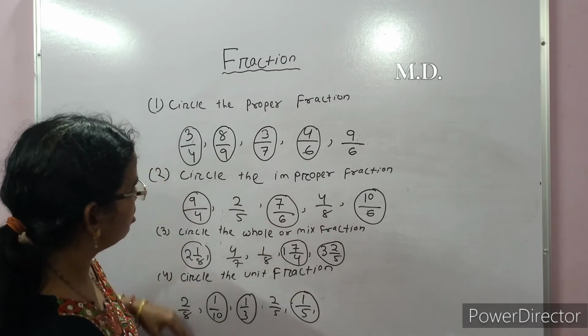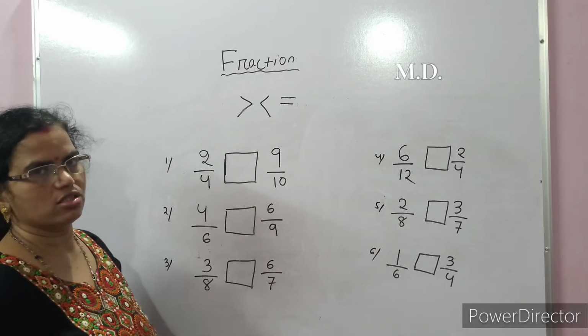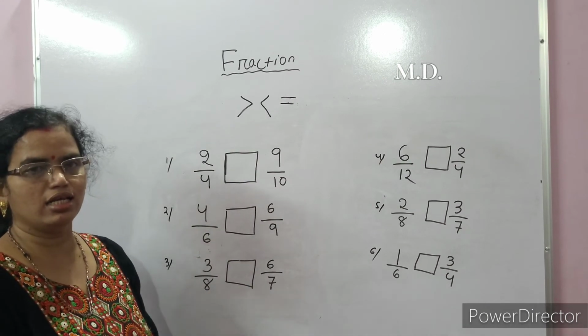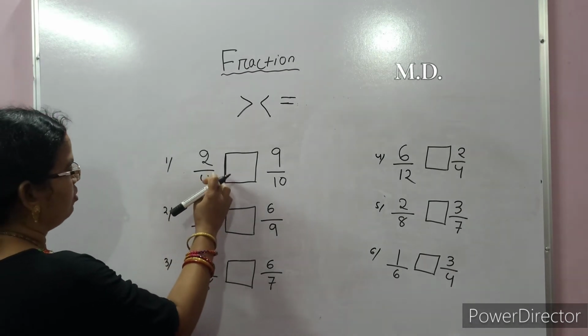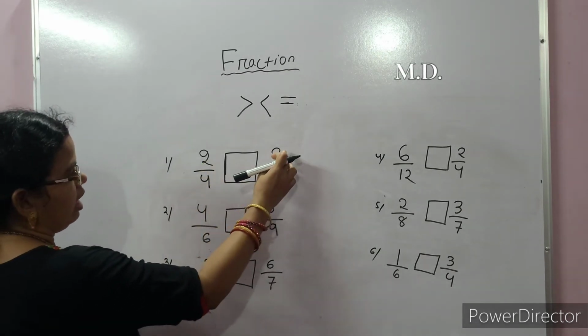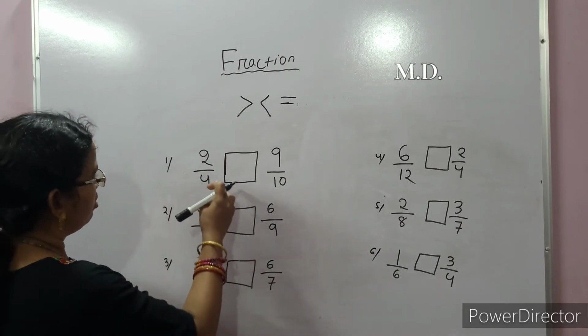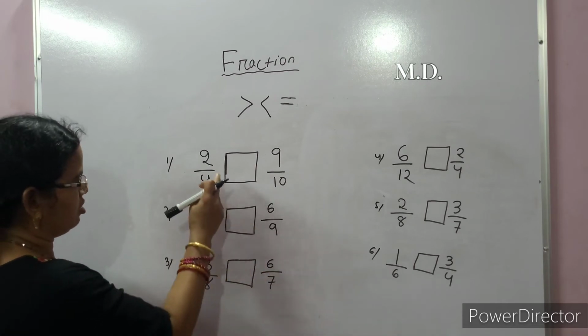Then let's discuss what is the greater fraction, what is the smaller fraction, and the equal fraction. Let's say for example 2 by 4 and 9 by 10. Which is the greater fraction? Multiply diagonals, or cross multiplication.